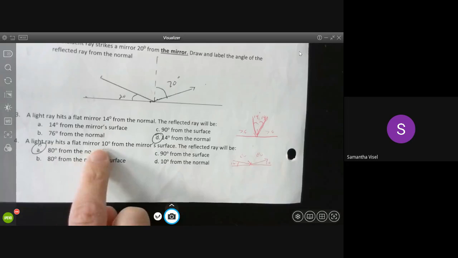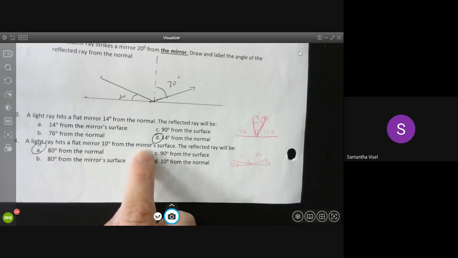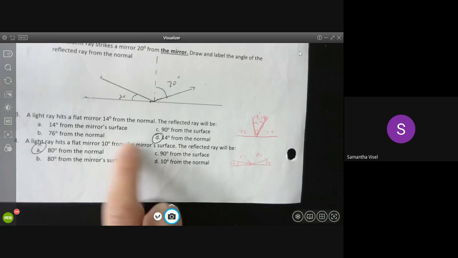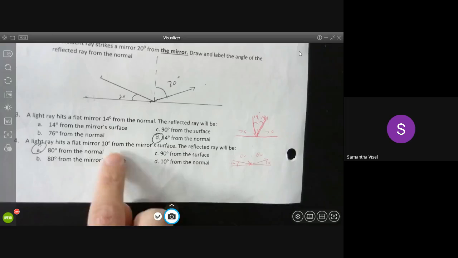Here the light ray hits a flat mirror 10 from the mirror surface. So I'm going to first look for, is there a 10 degrees from the mirror surface for the reflected ray? Now there's not. I have 10 degrees from the normal, but that's not the same measurement as from the mirror surface. So this is not an answer where 10 equals 10. So it's 10 from the mirror surface, so that means the reflection will be 10 from the mirror surface.